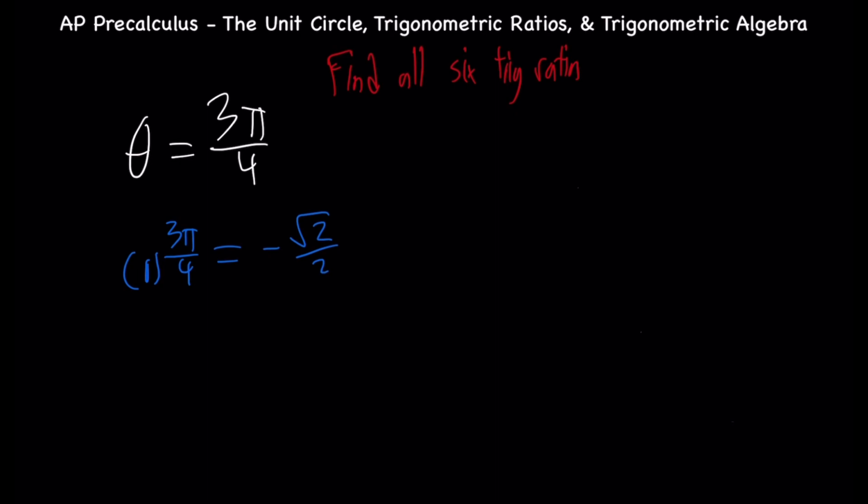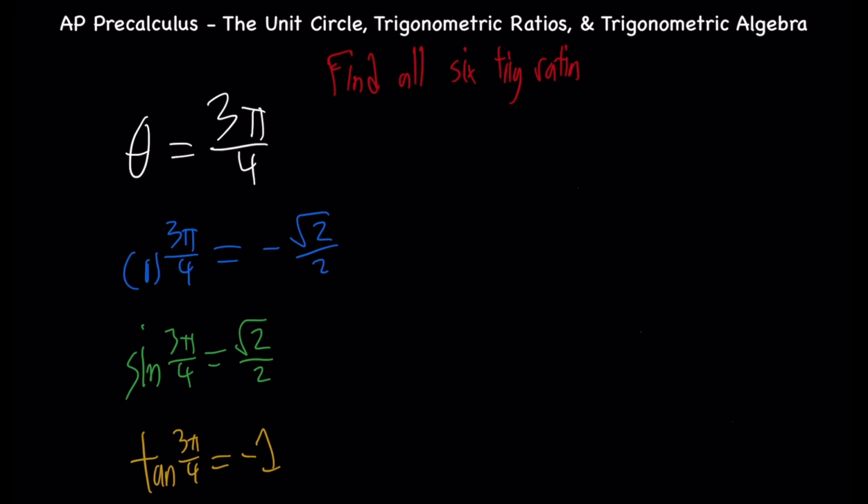The reason it's negative is because we're in the second quadrant now, and the x coordinates in the second quadrant are negative. So that means cosine would be negative here. Sine of 3 pi over 4, just root 2 over 2. To find the tangent, it would just be negative 1.